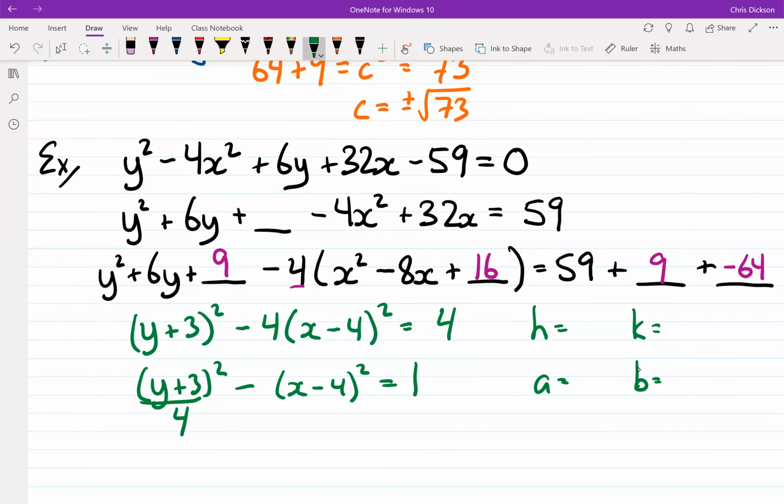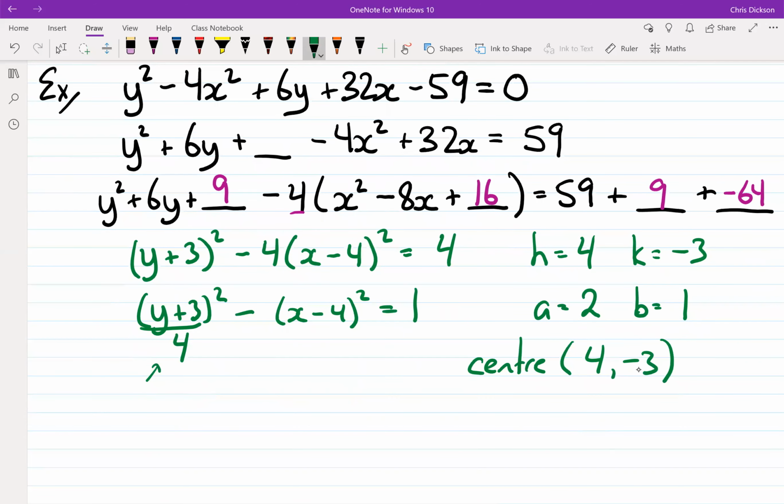Alrighty. So my h value is 4. My k value is negative 3. My a squared value is 4, which means, because remember a is the one under the positive term, not the bigger one, but the positive term, so a itself would be 2. And underneath the negative term is the b squared value, which has to be 1 here in that case. So where's the center? The center would be at (4, negative 3).